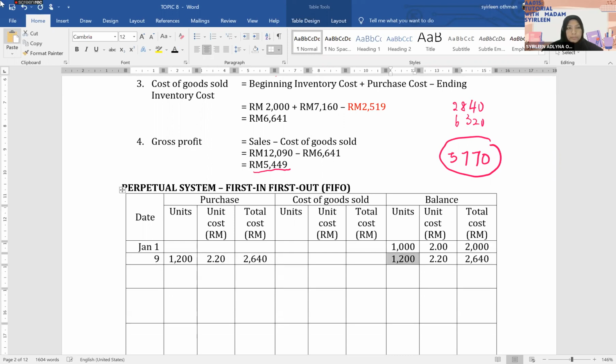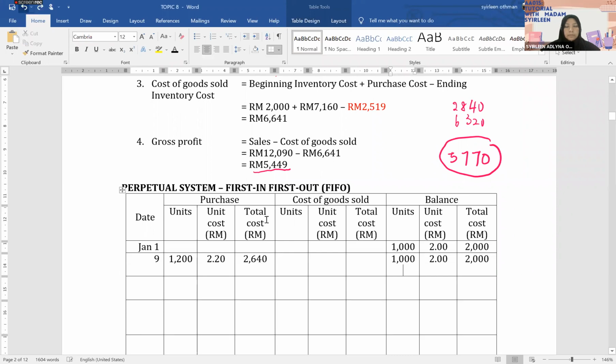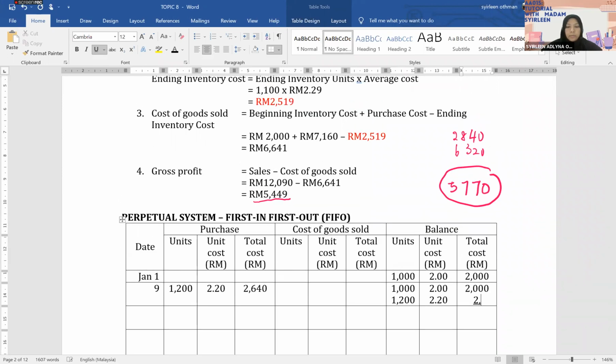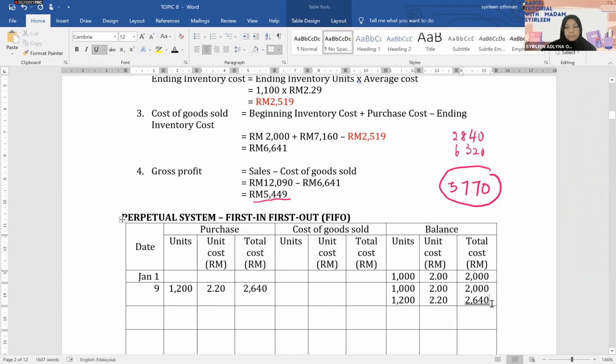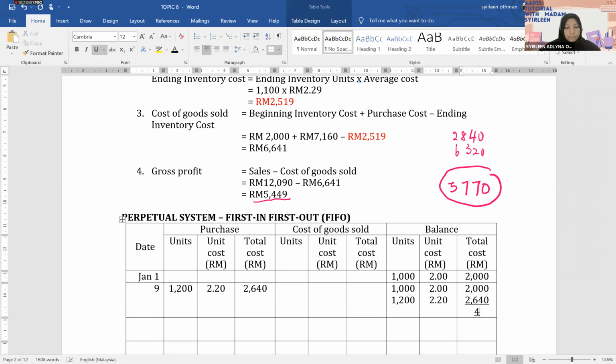Alamak, sorry. Okay, so kita ada 1,200, dah ada font ke ni? Kita ada 1,200, and then kita ada RM2.20. And then dekat bawah ni kita ada 2,640. So total dekat sini will be, mana dia pergi? Dia akan jadi RM4,640. You need to show by batch, tak boleh terus calculate. So this one will be my first batch of inventory, and this one will be my second batch of inventory. So ini bila kita beli.